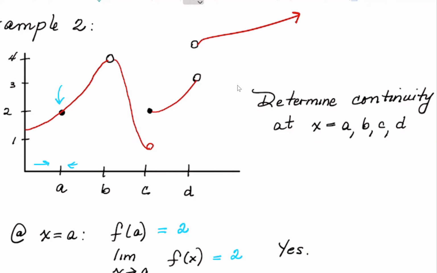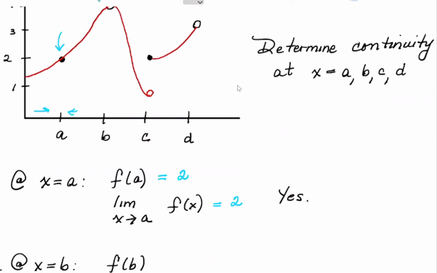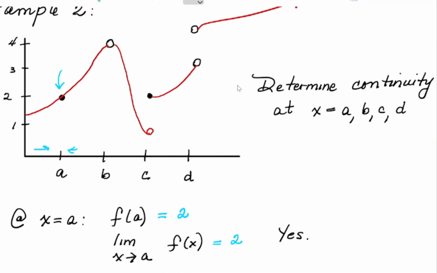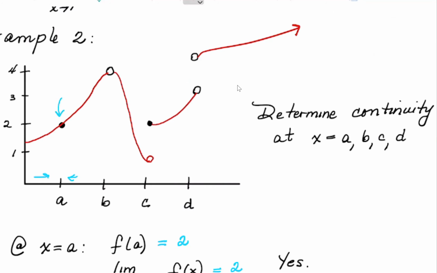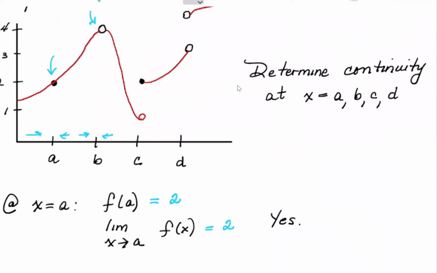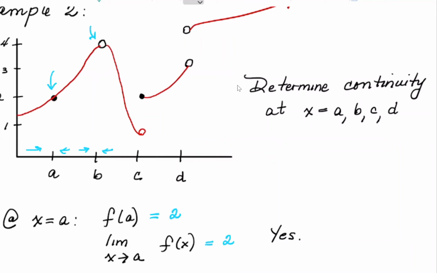Let's look at x equals b. At x equals b, the problem, oh, f of b does not exist. There's no value at x equals b. The limit does exist though. The limit, as I approach b from the left and right, I'm going toward 4. So since the function value does not exist, but the limit does exist, this function is not continuous at x equal to b. At x equals c, we have our function value.